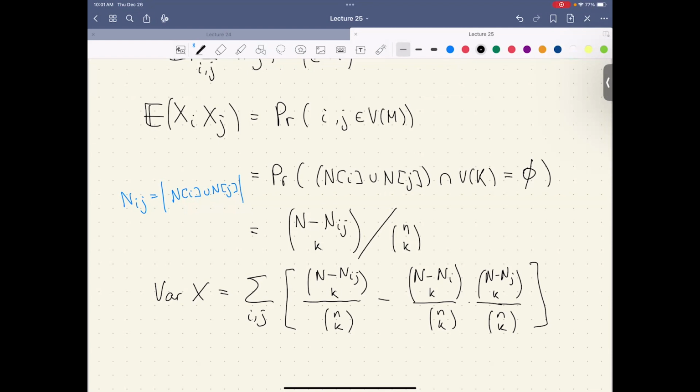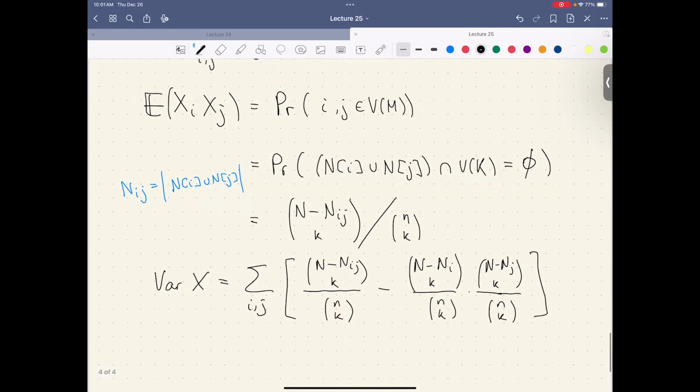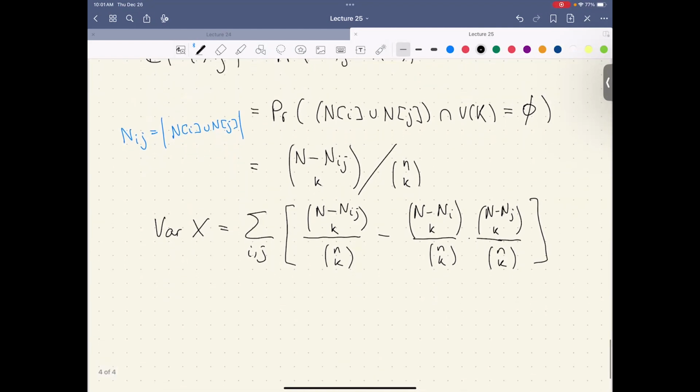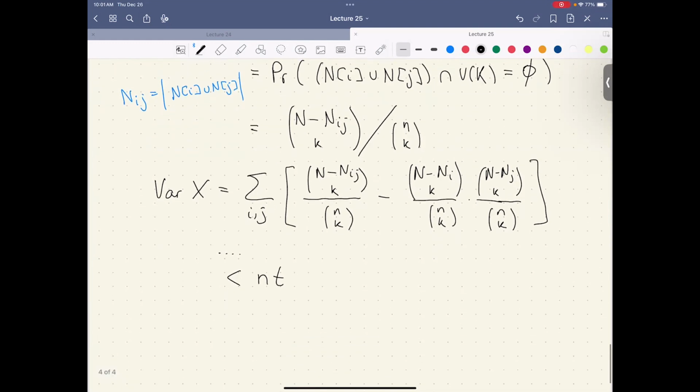One can also do some calculation. The calculation is not very complicated, but it's not very illuminating. It doesn't tell us anything, there's just technical calculation. So let me skip it. So this is after some boring calculation. This is less than n times the average degree t. Okay, let me not do that.